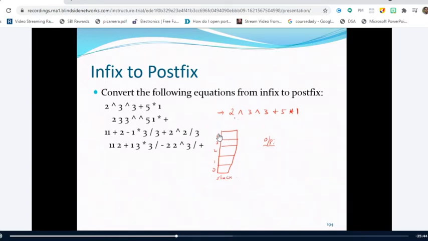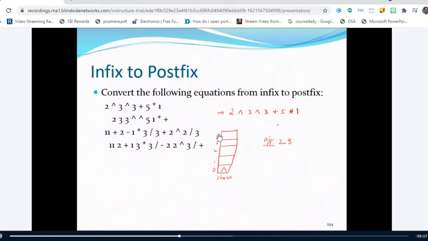Now what is the first token? 2, sir. 2. Since it is an operand, you place it in the output. And what is the next token? Exponentiation operator. Since the stack is empty, you push it onto the stack. The third token is 3, and since it is an operand, place it in the output. And the fourth token is cap, that is exponentiation.